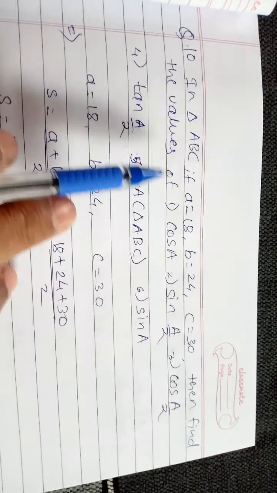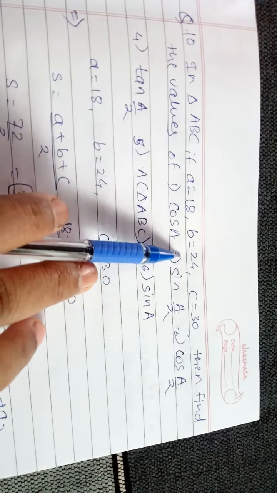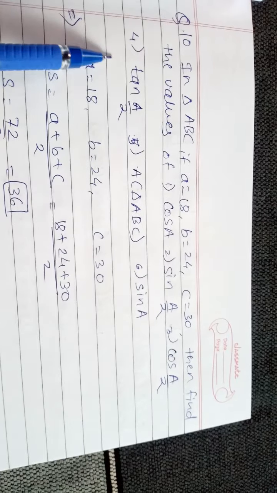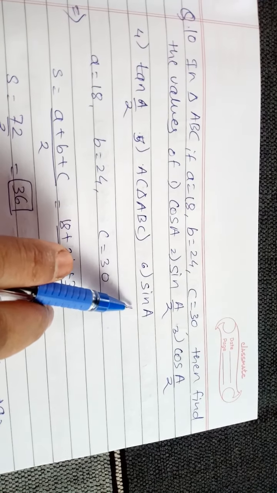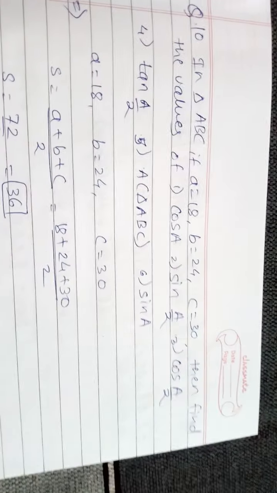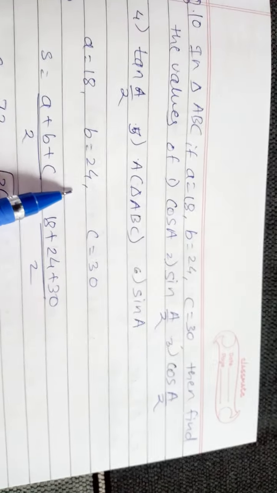Now question number 10. In triangle ABC, if a = 18, b = 24, c = 30, then find the values of cos A, sin A/2, cos A/2, tan A/2, the area of triangle ABC, and sin A. So we have to find all these 6 values, and we are given all the sides of the triangle.